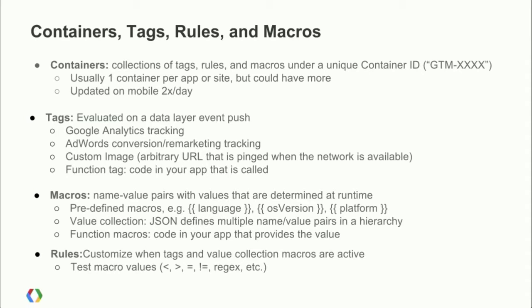And then finally, what really puts it all together are the rules. So you specify rules for when value collections are going to be active. As an example, we'll see an example when we look at our UI overview, where you might have one value if you're on a particular version of the operating system and another value in a different version. What rules get to do is test macro values.